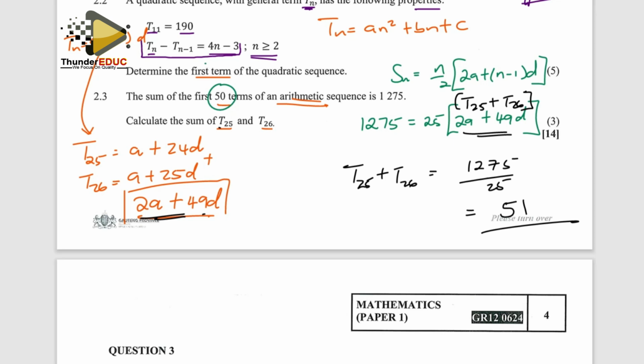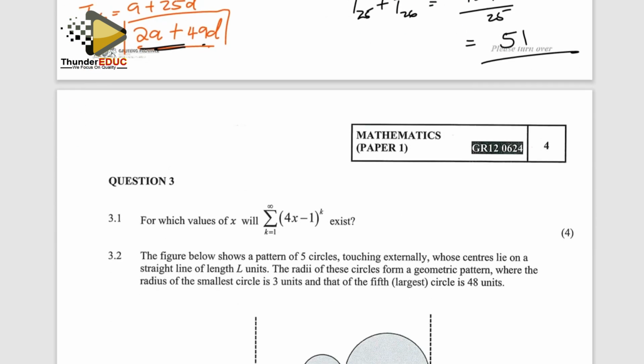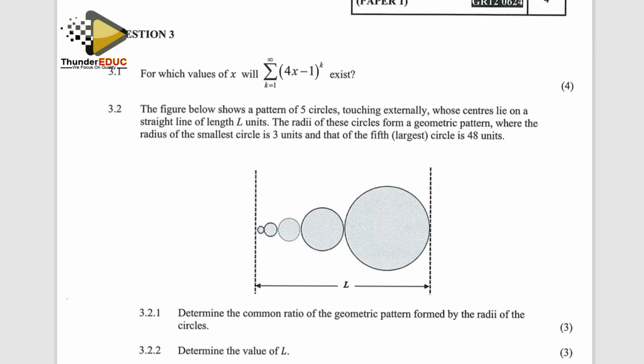So 51 is the sum of those two terms. Okay, so that was question number 2, and that's how the 14 marks were obtained. Question number 3. For which values of x will the sigma notation, k equals 1 up to infinity, converge? So these are converging series. For which values of x would this thing exist?